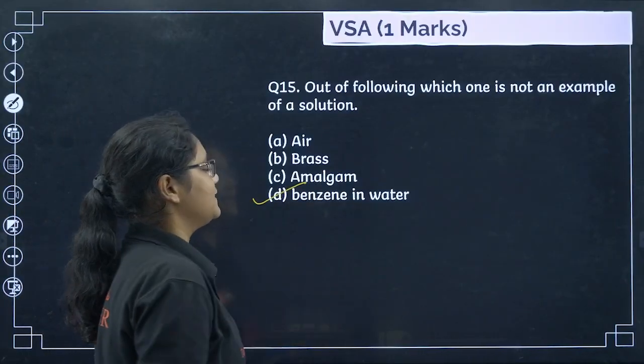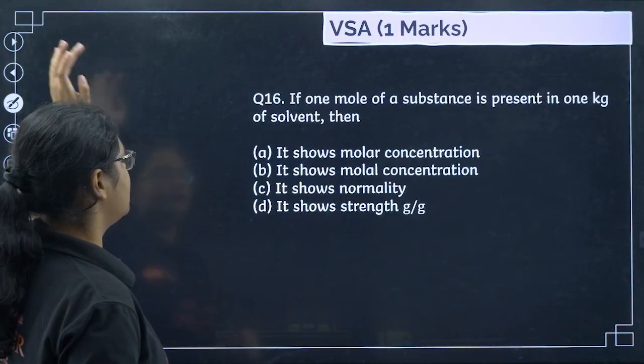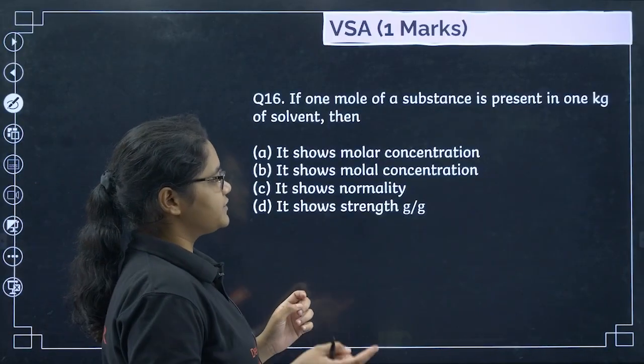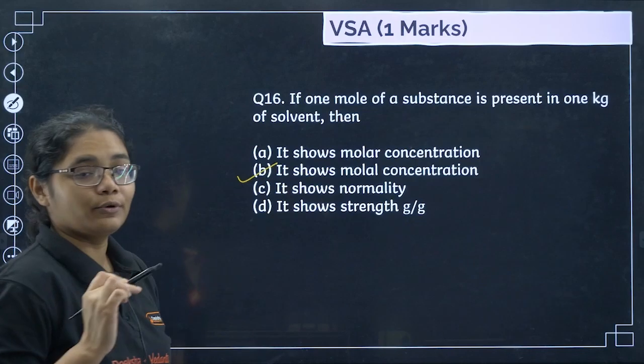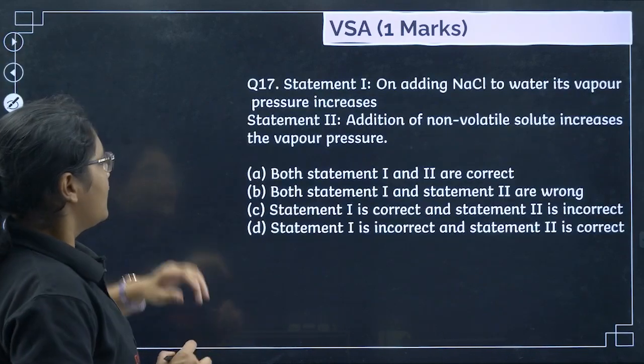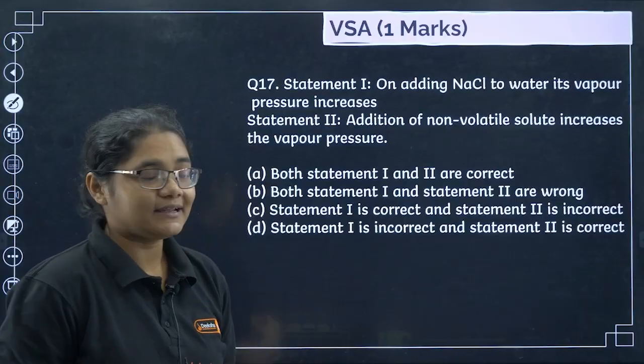So definitely benzene and water will form non-uniform composition. So the option number D. If 1 mole of a substance is present in 1 kg of solvent, then it shows 1 molality or molar concentration. Statement 1, on adding NaCl to water, its vapor pressure increases.